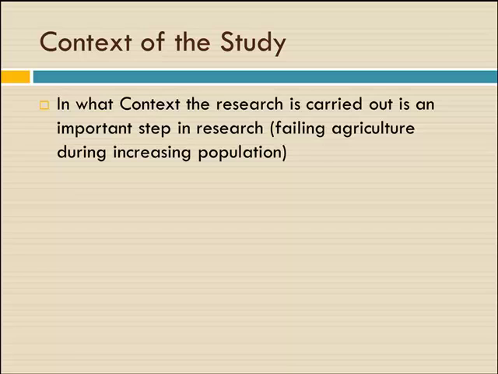When the population is increasing, we have to feed the population. To feed the population, we have to take care of agriculture. So the context of the study is the most important thing. The person has to mention the context in which he is doing the research, and he has selected the problem, and the research design should also mention the context.